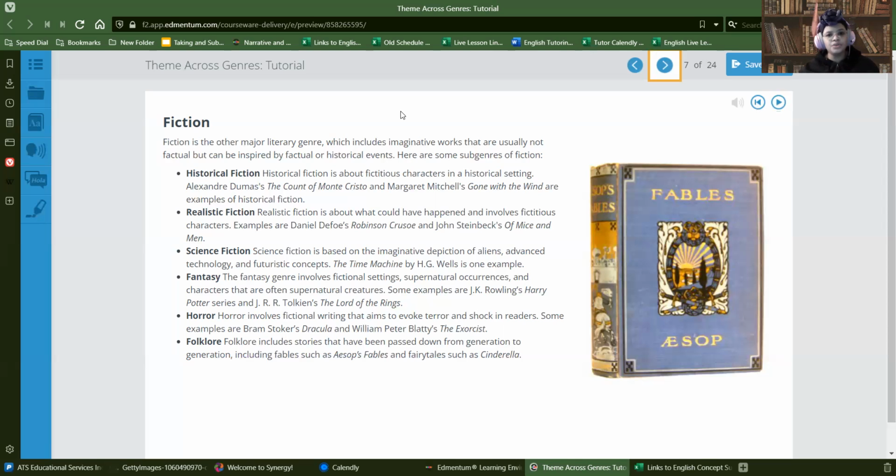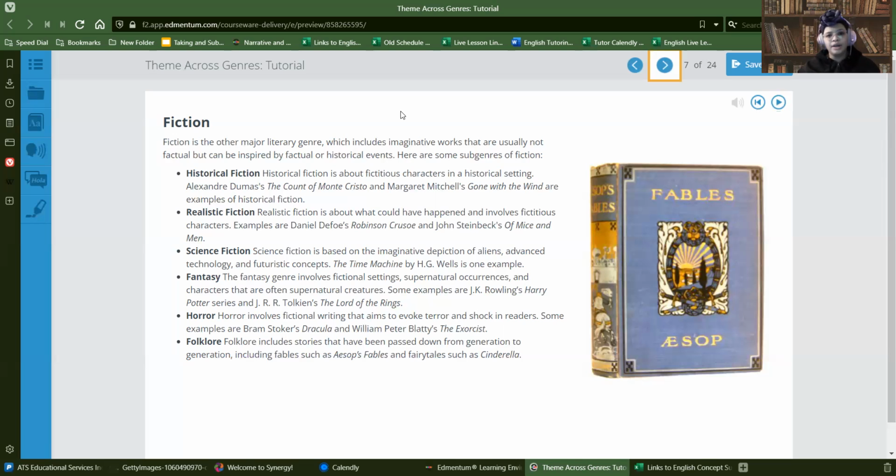And then the last one is historical fiction. Historical fiction is fictitious characters. So fictitious means they're fictional characters in a historical setting. So you take people that you made up and put them in a very real time in history and kind of go, well, what if this happened? That's what historical fiction is.